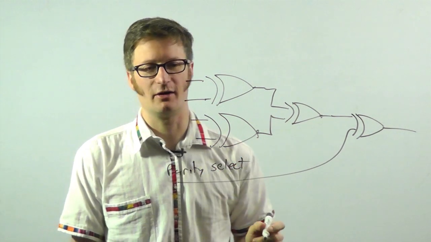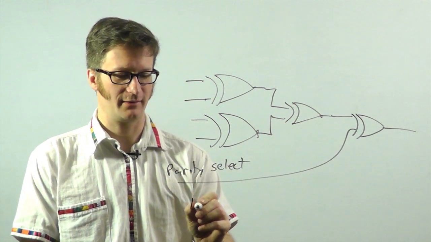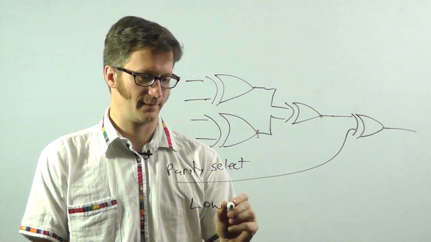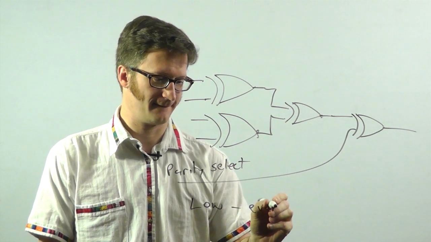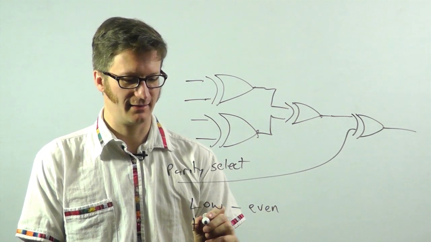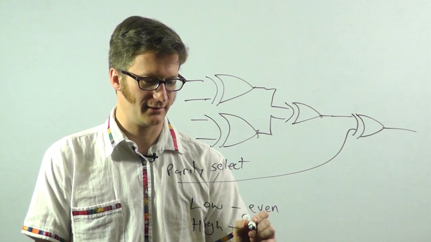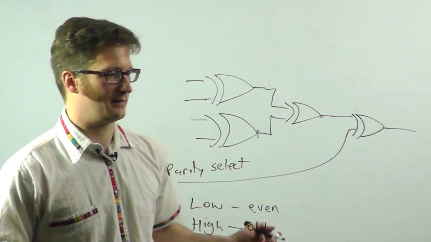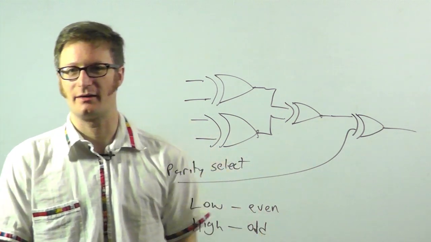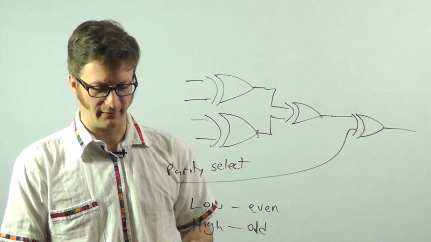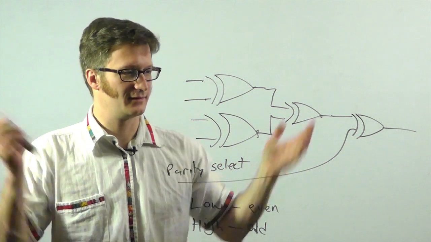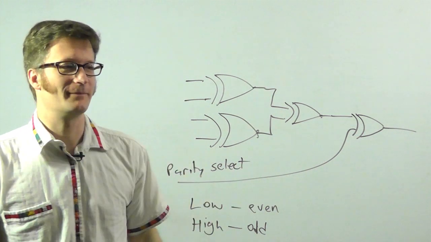So if this is a low, we get even parity. And if it's a high, we get odd parity. And it's really just that simple. Parity is a very simple circuit to implement. It really takes no real thought.